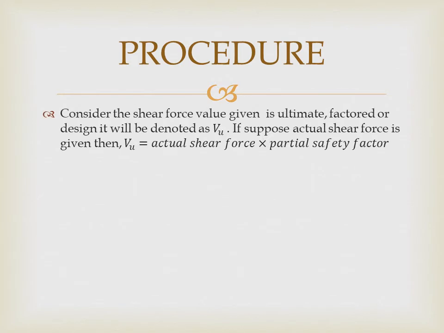The first step is we check out the shear force value given. If it is mentioned ultimate, factored or design, it will be denoted as VU. Here in the question we'll be using ultimate force throughout. Now suppose if nothing is mentioned, that means the actual shear force is given to you. So to get the ultimate shear force, we multiply it by partial safety factor. So VU is equal to actual shear force into partial safety factor.